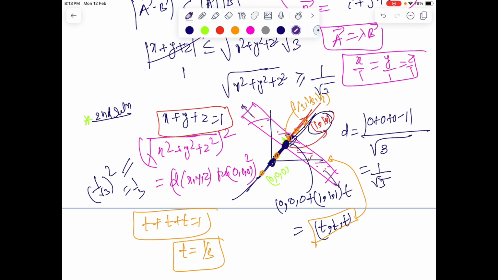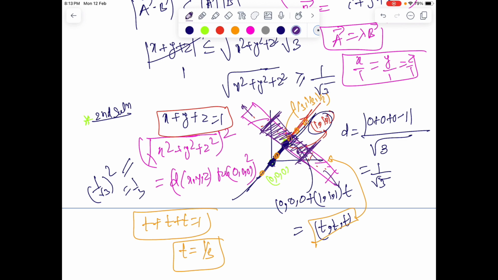So what is the maximum distance? Clearly it's infinity, because the plane extends equally in all directions. That makes sense, because for x you can take 10 trillion, y 20 trillion, and z will be minus 30 trillion plus 1. Okay, so its square is anyway going to be very large.